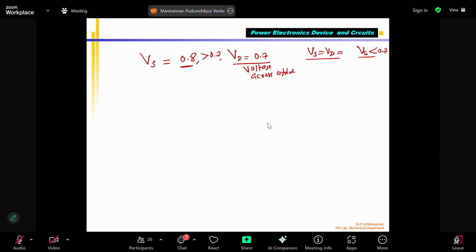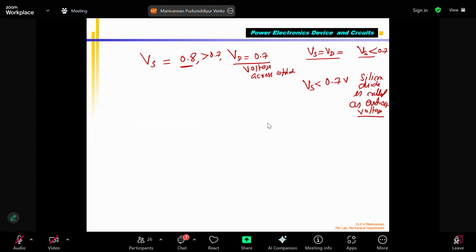Now, I increase my Vs to 0.8 volts, correct? Which is greater than 0.7. I told you 0.7 volts in a silicon diode. For a silicon diode, it is called the cutoff voltage. Note down, it is called the cutoff voltage. This is the correct technical name. That means if the supply voltage is less than 0.7, then my diode is not conducting. This voltage from 0 up to 0.7, 0.69999, whatever it may be, correct? It is called the cutoff voltage region.